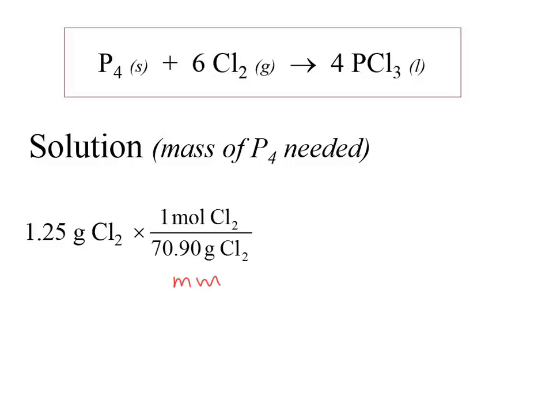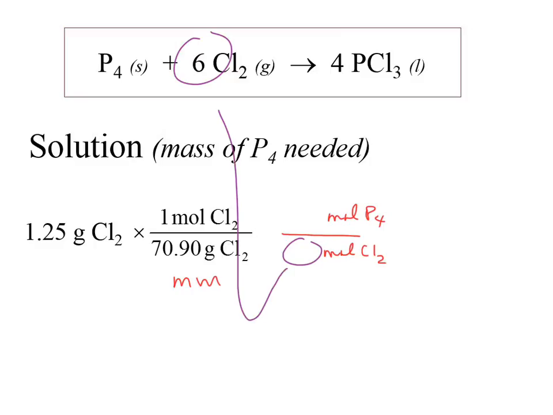Now we're ready for our stoichiometric ratio. And this is where I just put moles of Cl2, that's what I have, and so I'm going from, to moles of P4. Okay, so what number goes with the Cl2? 6. It is a 6. Perfect. What number goes with the P4? 1. It is 1. Everybody buy that?